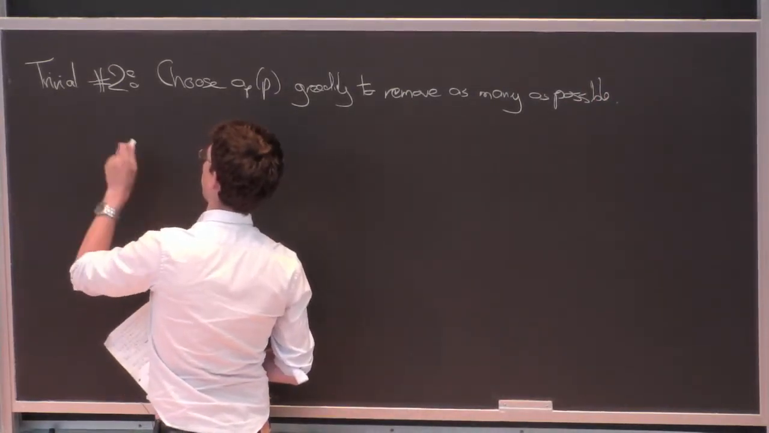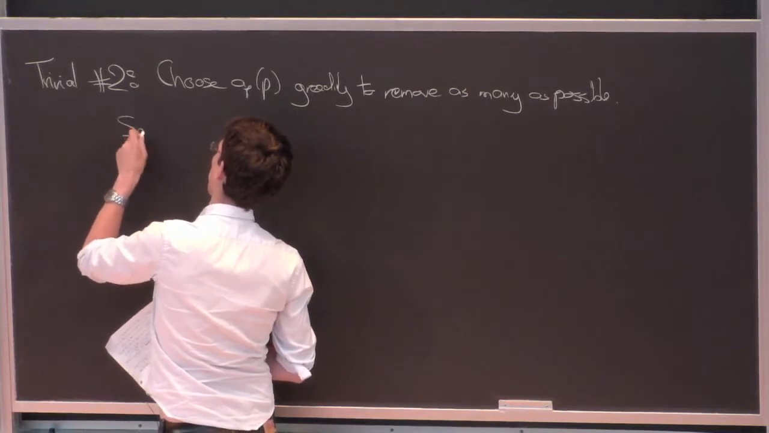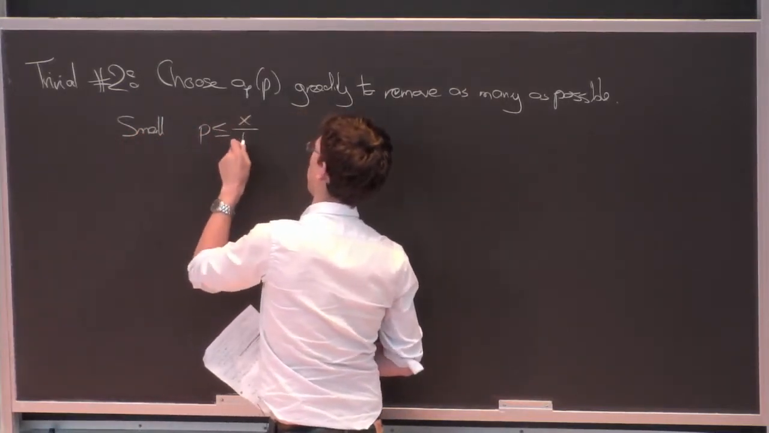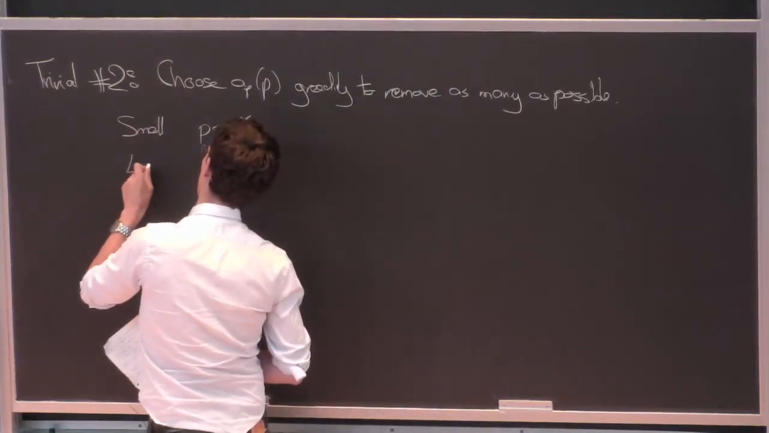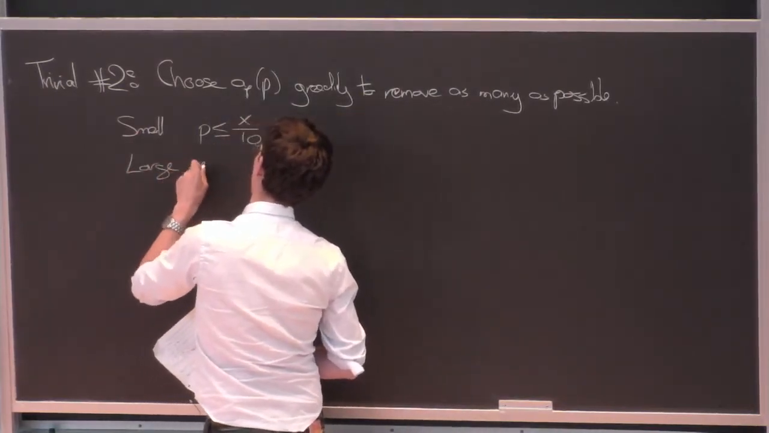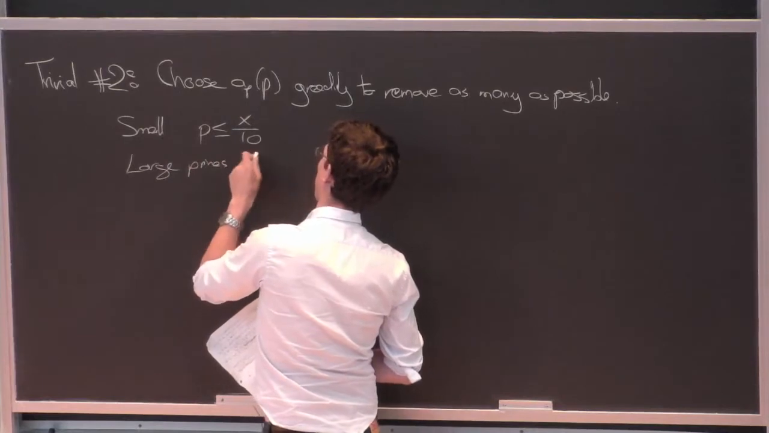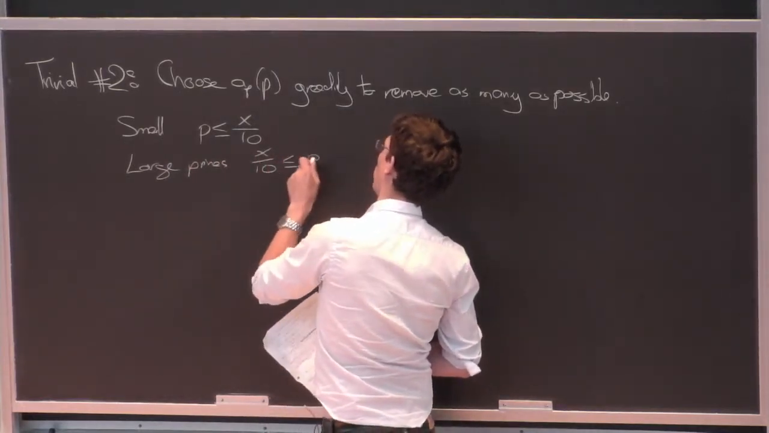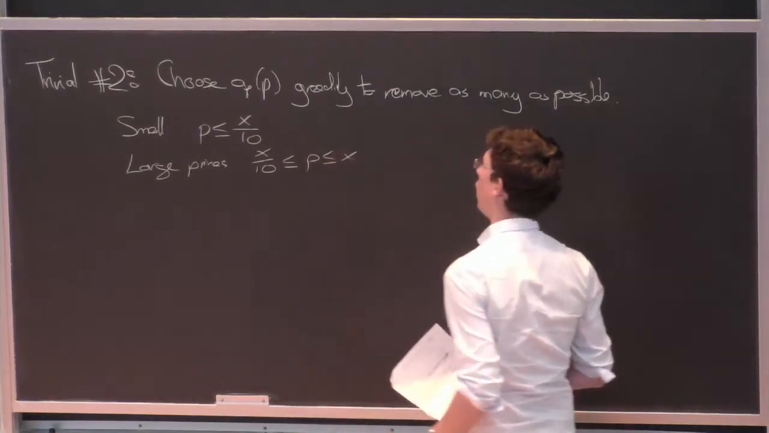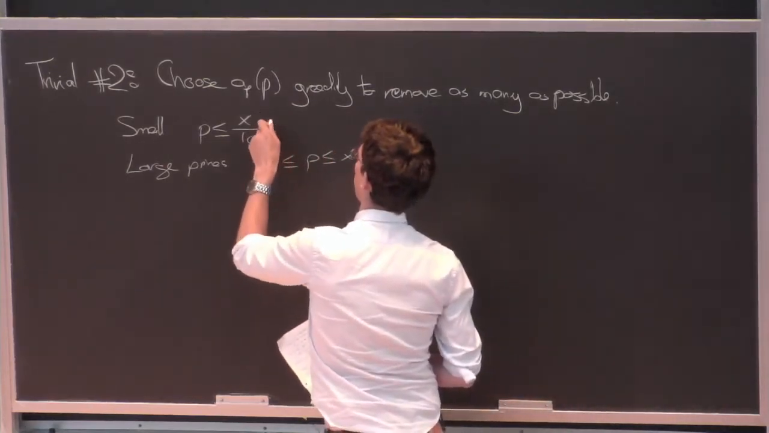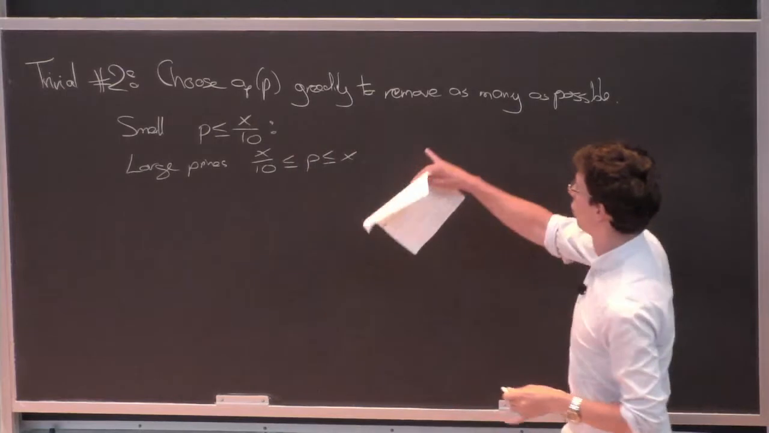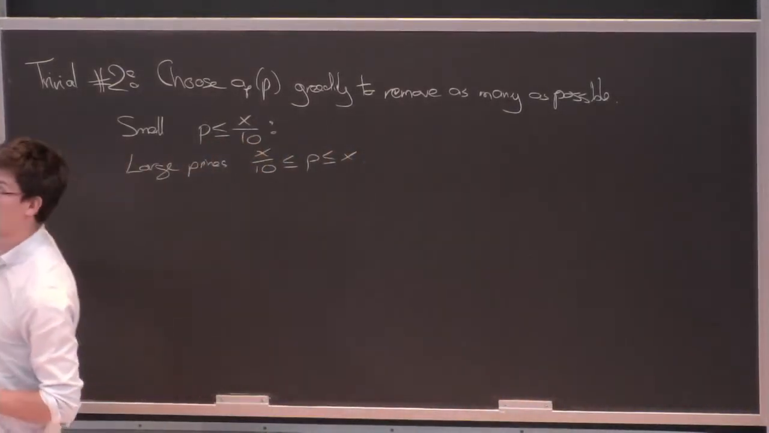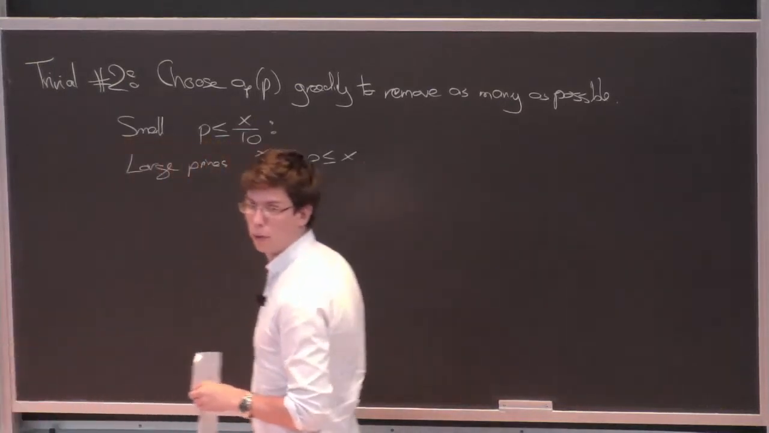And so you can split your primes into two classes. You can think about small primes, which are, say, primes less than or equal to x over 10, and then large primes, which are maybe primes between x over 10 and x. And for the small primes, if we're choosing them greedily, we're certainly removing at least the average number of things that you'd remove.